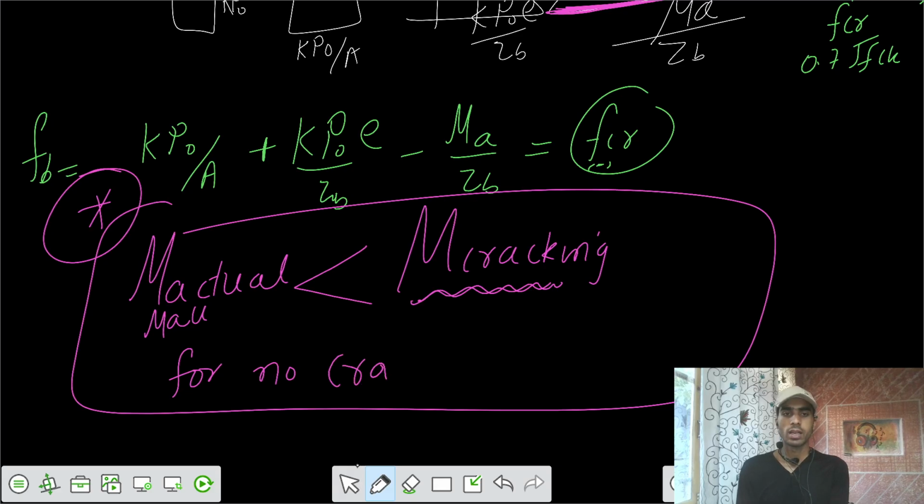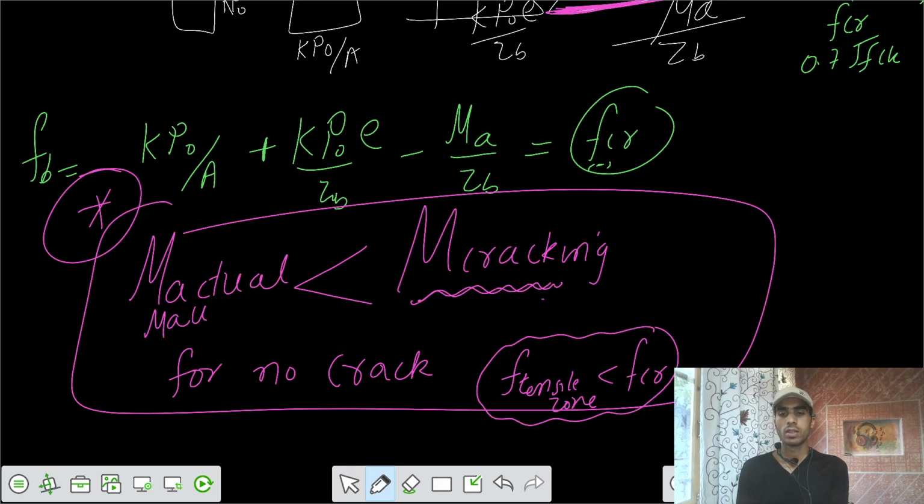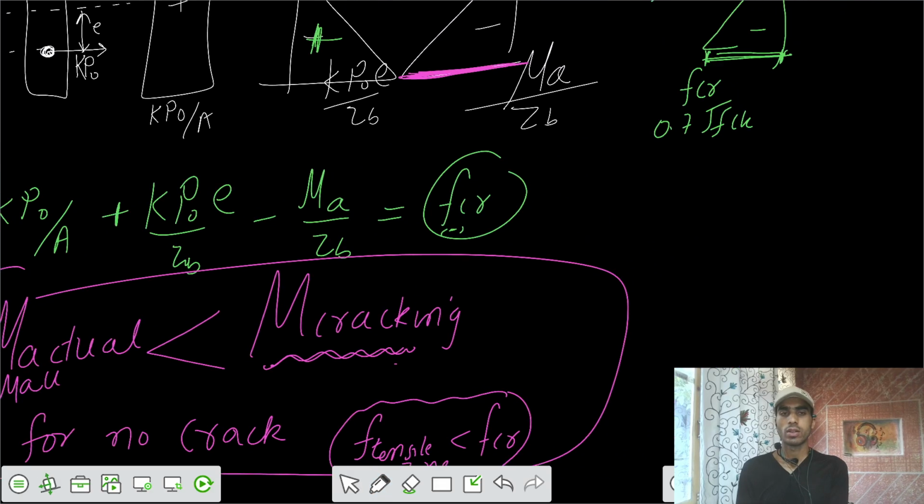For no cracking, the stresses in the tensile zone should be less than fcr. It should not be more than fcr, such that cracking is not developed.